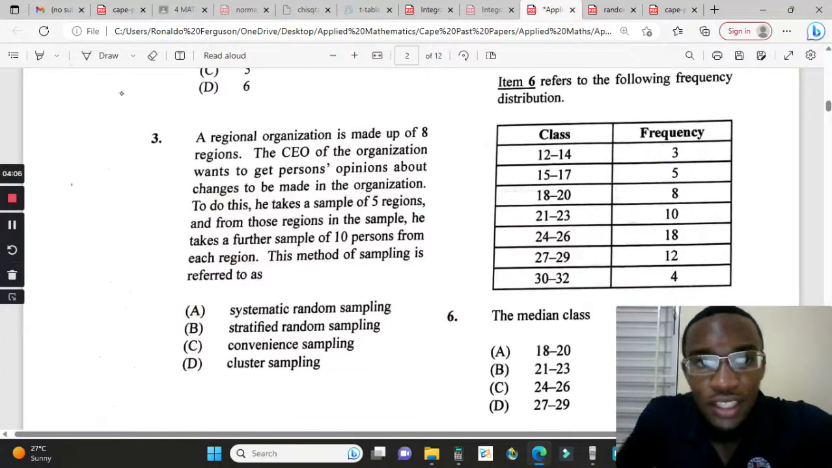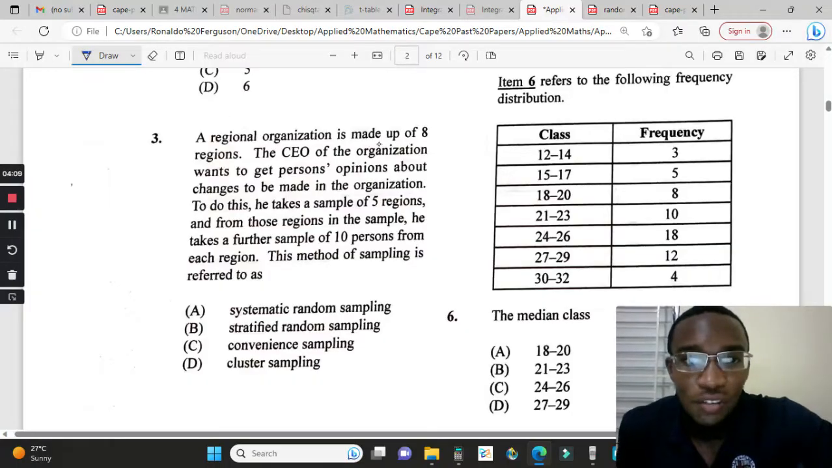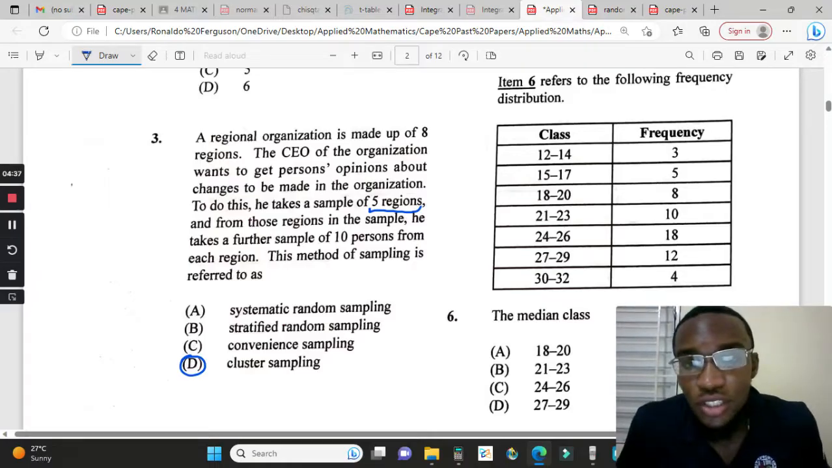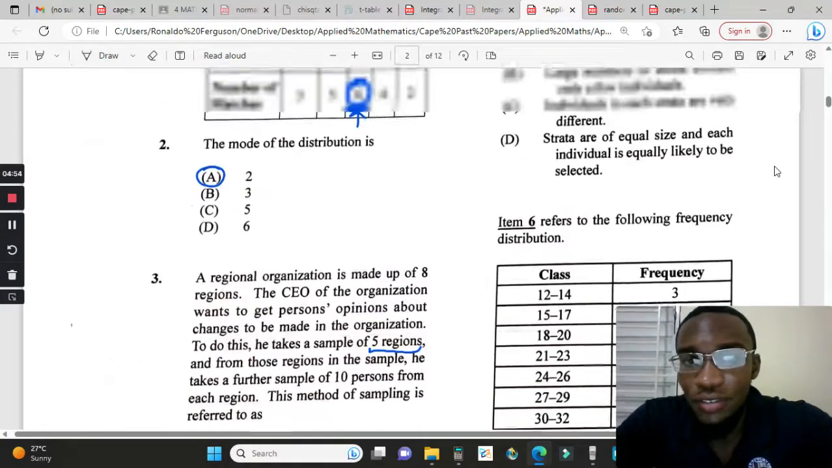Number 3, it says a regional organization is made up of 8 regions. The CEO of the organization wants to get persons' opinions about changes to be made in the organization. To do this, he takes a sample from 5 regions, and from those regions in the sample, he takes a further sample of 10 persons from each region. This method of sampling is referred to as cluster. Once you see 5 different regions, it's either cluster or stratified. But stratified is when we put it into strata, and it's really more a random sampling technique. When it's less random, then it's a cluster. So that's number 3. Pretty straightforward, easy so far.